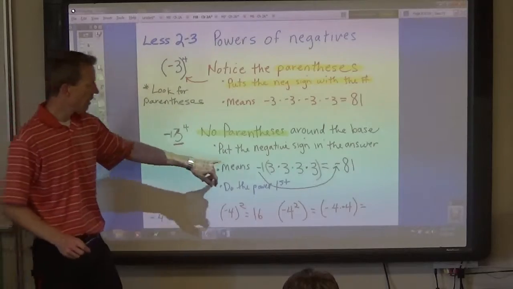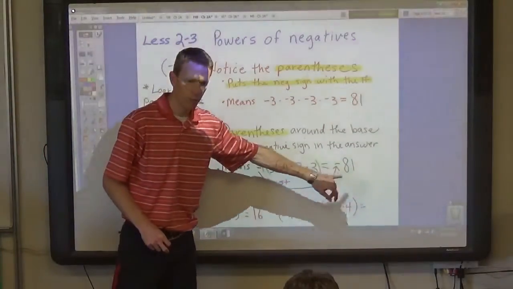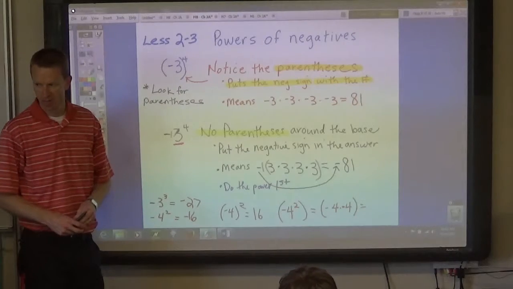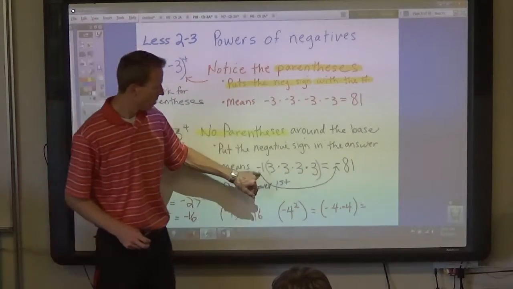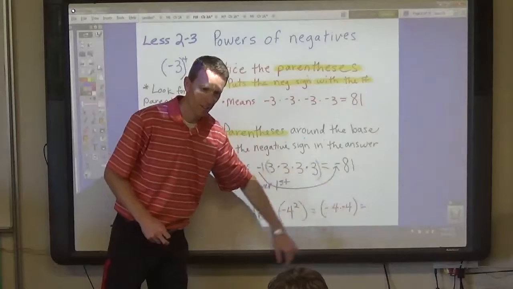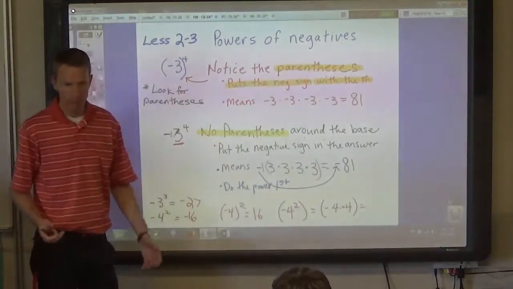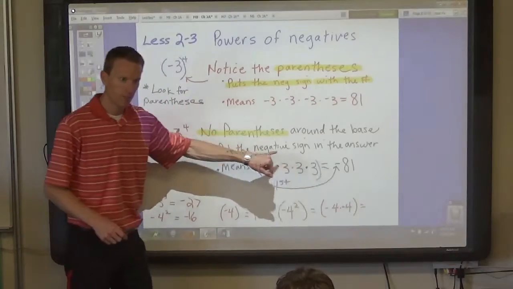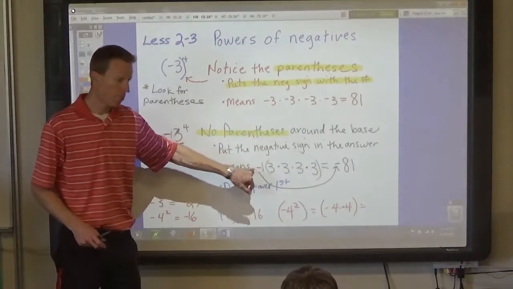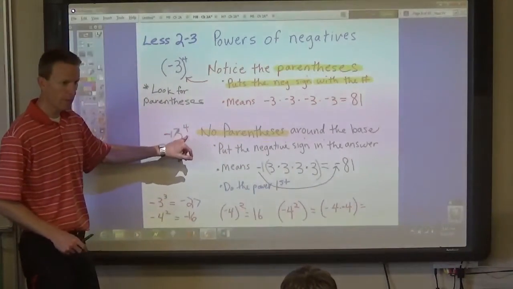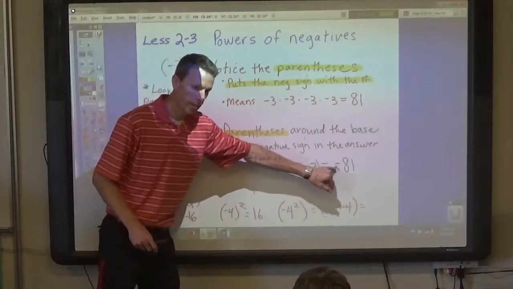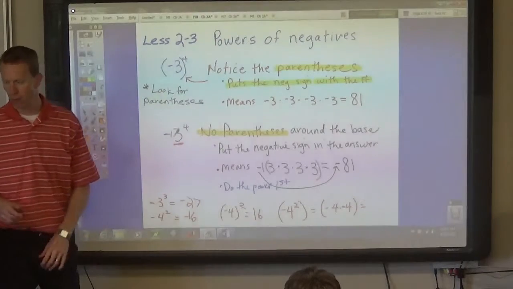If you multiply -1 times 81, what do you get? -1 times 81. It'll be still negative, even though there's an even number power. Since the negative sign is not part of the power, it's not part of the base, then it's still negative at the end. So what are we looking for?